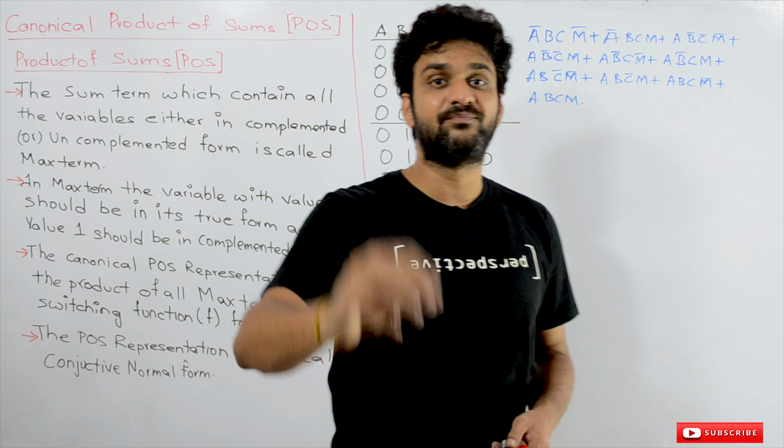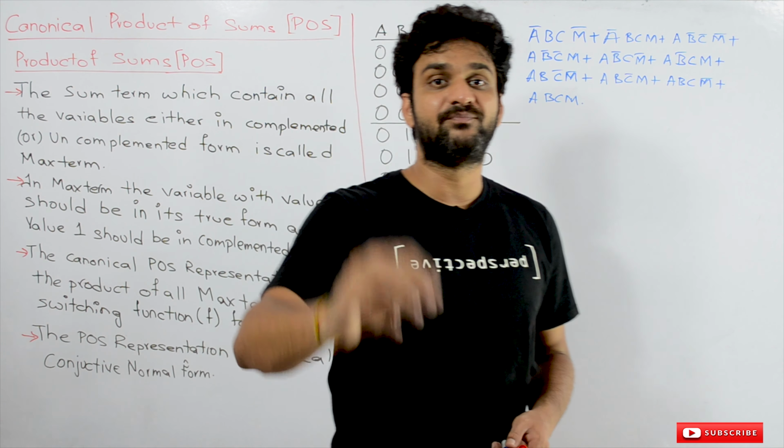Now coming to this class, before understanding product of sums, we will try to recap the concept that we have discussed in our previous class. This is the example that we have taken. It is a cricket stadium lights. In order to switch on the lights in the cricket stadium, we have to get the permission either from A or from BC. The function in the previous video is A plus BC.